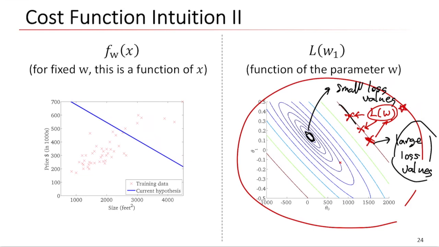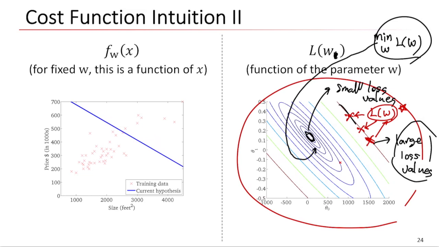Okay, so what do you want to do? What is the goal of this minimization problem? We want to find the W that minimizes this loss function, right? So as you can see here, we want to find some point that represents the minimum value among all the other values.